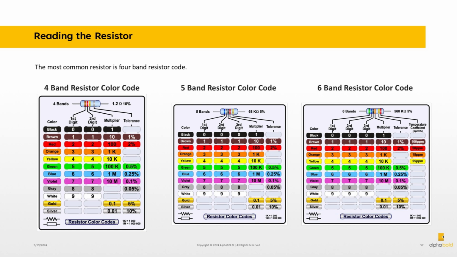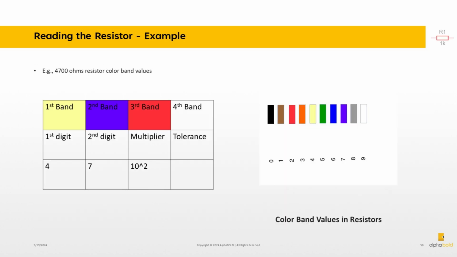Example: if the first band is yellow, representing 4, the second band is violet, representing 7, the third band is red, representing 10 squared or 100, and the fourth band is gold, representing 5% tolerance, the resistance value would be 4,700 ohms with a tolerance of 5%.